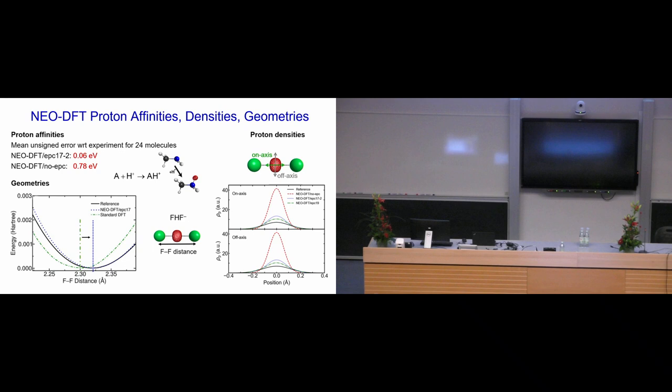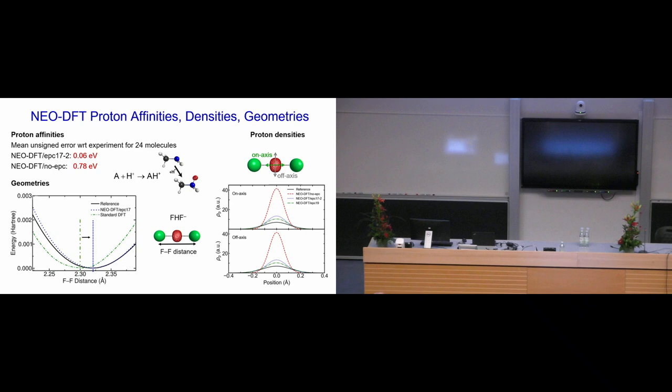These are actually normalized in 3D space, even though they look like they're not, because I'm only looking at a 1D slice. We can also look at optimized geometries, and we see that quantizing the proton increases the FF distance in FHF minus by around 0.02 angstroms. And so we find that when we do NEO-DFT EPC-17, we reproduce that increase. You can see the black line here is our reference again. The dotted blue is our NEO calculation.